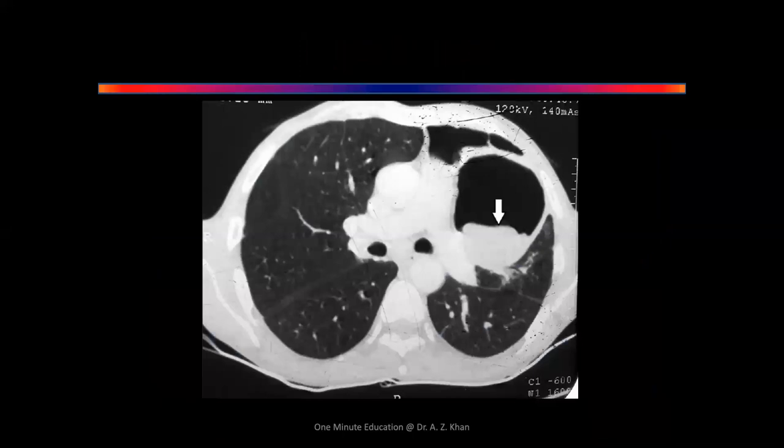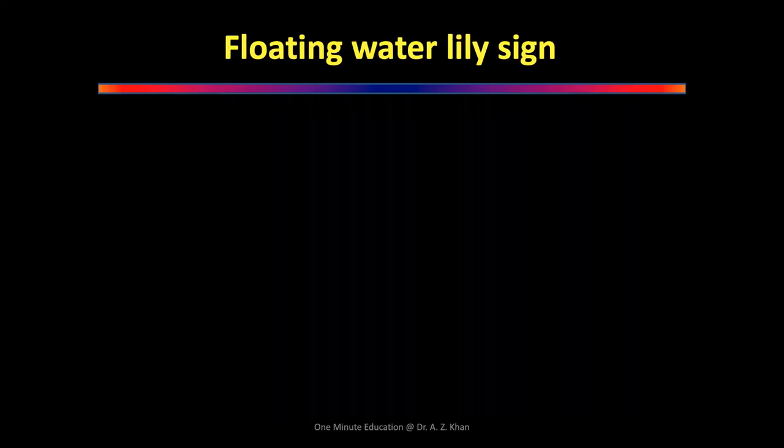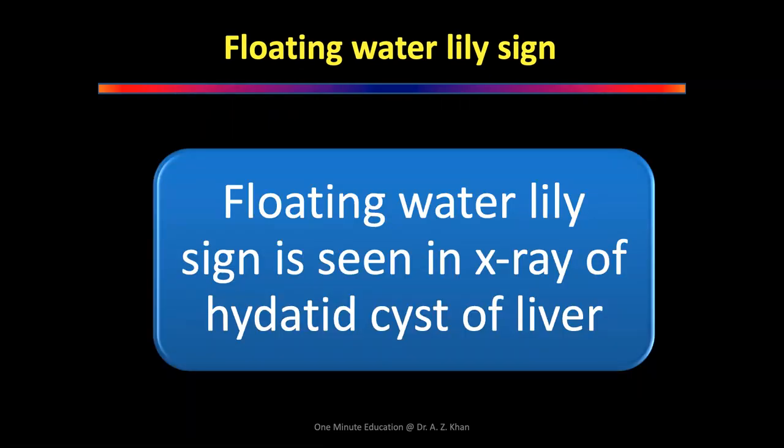Name the sign. And what clinical condition is being represented? 2 points for this. The arrow, you can see the arrow? Come on, guys, this is very basic. Yes, it's the floating water lily sign, okay? Floating water lily sign. All right. Seen in hydatid cyst of liver or lung, both, okay?